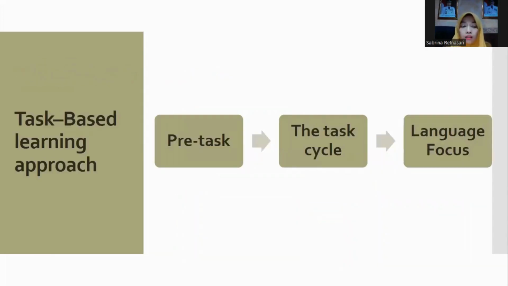The next slide is about the task-based learning approach. There are 3 steps. The first step is pre-task. In this step, the teacher introduces the topic and gives the students clear instructions on what they have to do at the task stage. In the task cycle, the teacher asks the students to make small groups, prepare their report, and then report their findings to the other small groups to compare the results. And the last is language focus. The teacher gives an explanation about language structure according to the material.